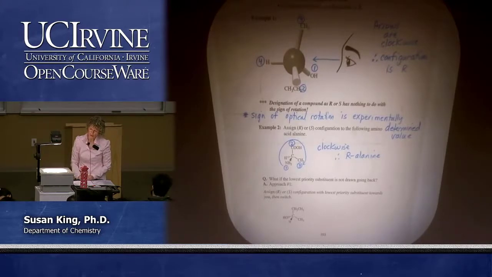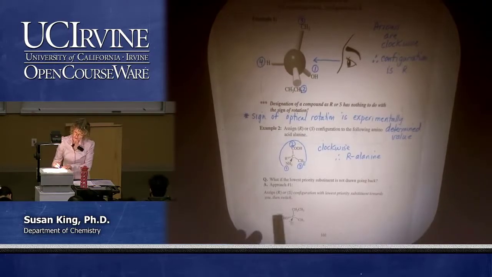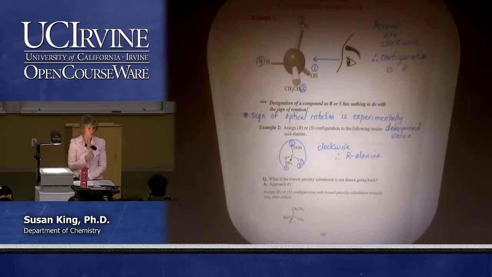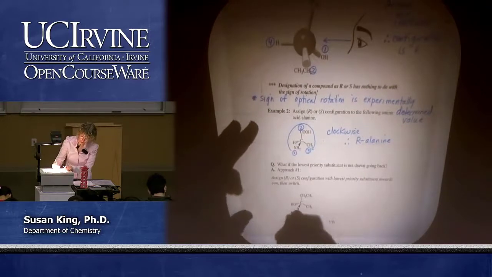All right, so what if the lowest priority substituent is not drawn going back? I'm going to give you some different approaches for this. Approach number 1: assign R/S configuration with the lowest priority coming towards you, then switch. Okay, so here, lowest priority is forward.